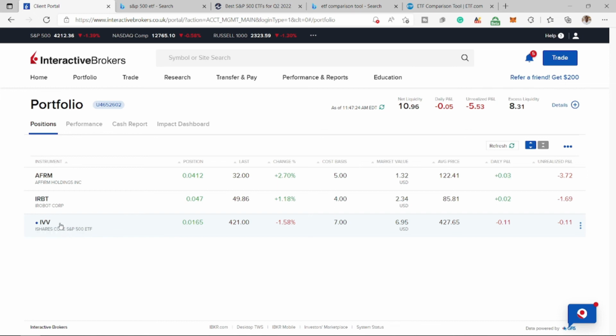So here we now have the S&P 500, and it's showing a cost basis of $7, current market value of $6.95, and this is the average price we paid for it, down 11 cents for the day.